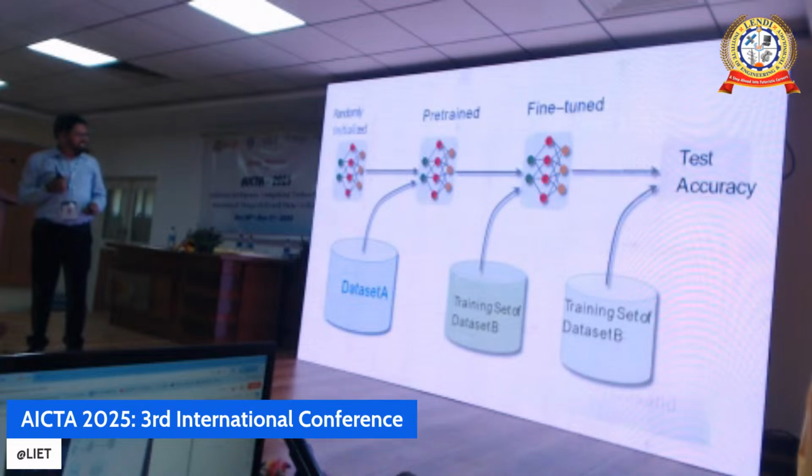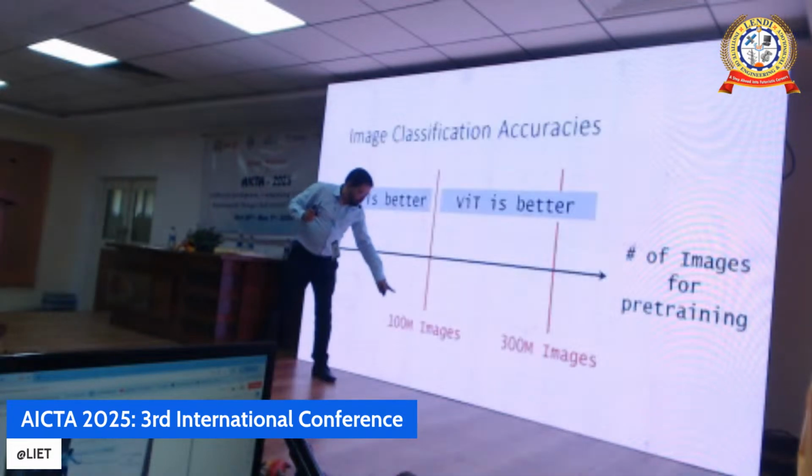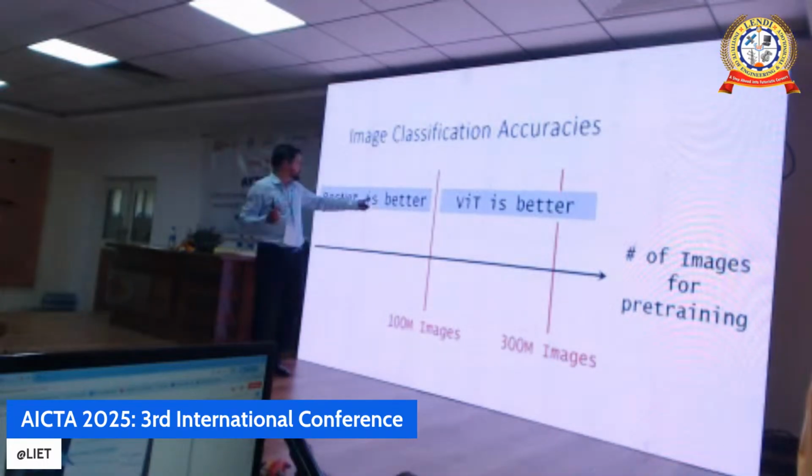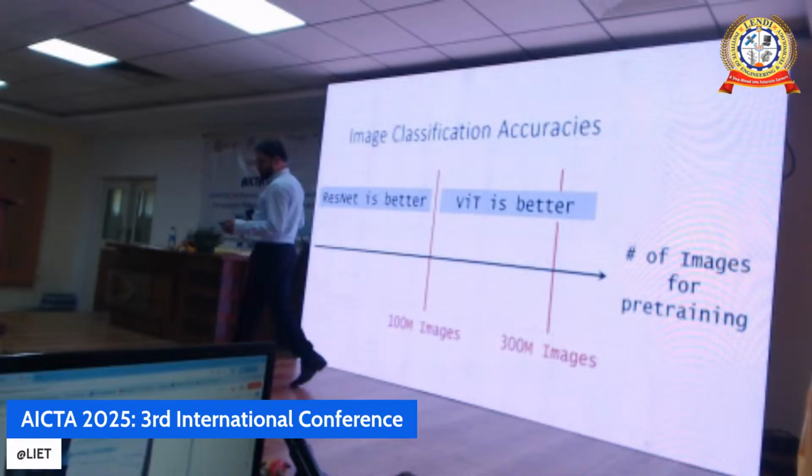Fine, that is the drawback. It outperforms ResNet when you have 300 million images. With a small amount of data, only 100 million images, ResNet is better. You understand? With 100 million images, ResNet is better. With 300 million, since you have a huge amount of data, this one is better.